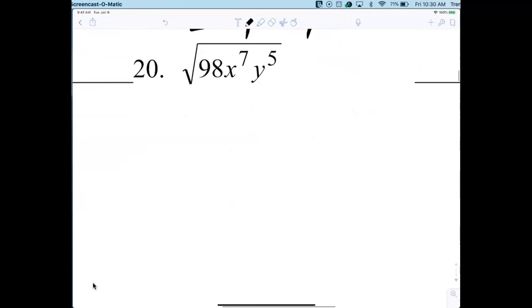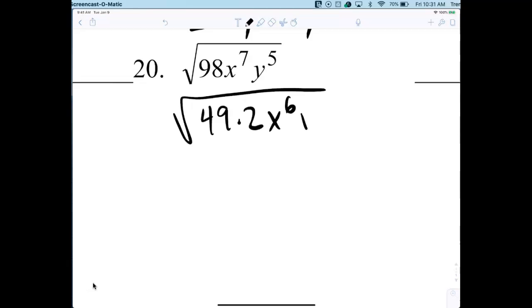Now, most people don't know how 98 breaks down. Who can tell me besides Carter? 98. What is 98? Yeah, 49 times 2. Thank you very much. All right, so here we go. Breaking this down: 49 times 2, x to the 6th times x, y to the 4th times y. Everybody write that down.